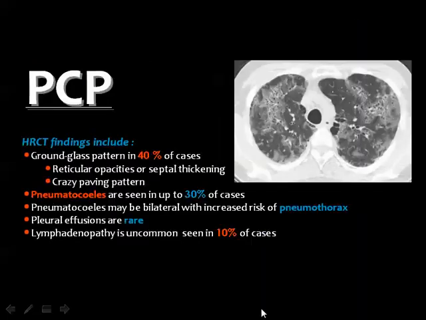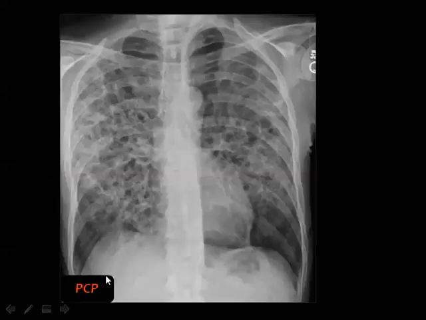Then these are the findings of pneumocystis jirovecii pneumonia. You get ground glass opacities, which are evident in this particular type. You get septal thickening. You get pneumatoceles. By pneumatoceles, we mean that you have areas of air trapping, like cysts filled with air. And pneumatoceles may rupture, causing pneumothorax. Pleural effusion is rare, and lymphadenopathy is also rare.